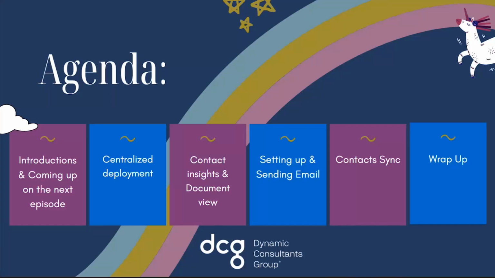So just getting started, going over the agenda, we'll do some quick intros and what's coming up on the next webinars. We'll talk about centralized deployment. We'll talk about contact insights and document view. We will talk about setting up and sending emails from the system. We will walk through what the contact sync looks like, and then we will do some wrap up.